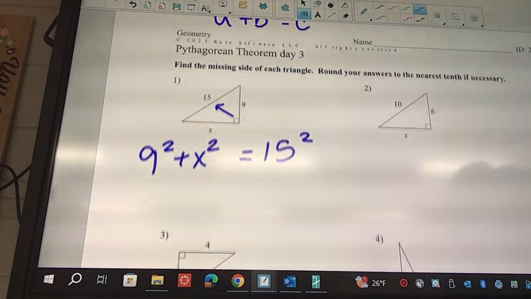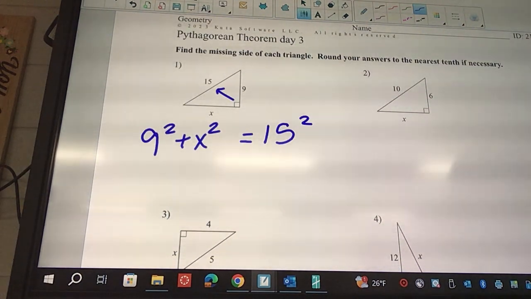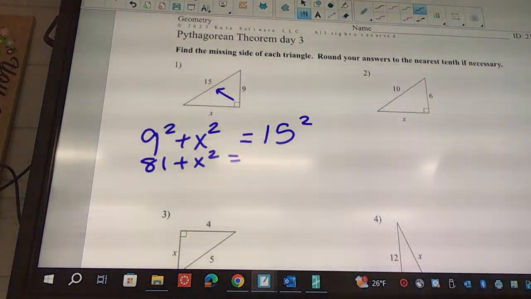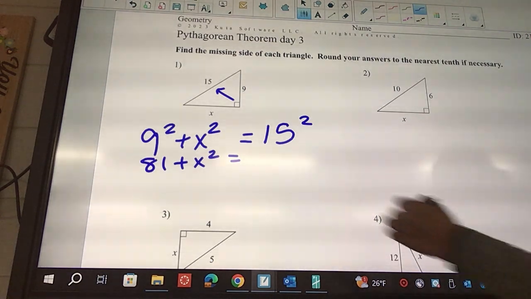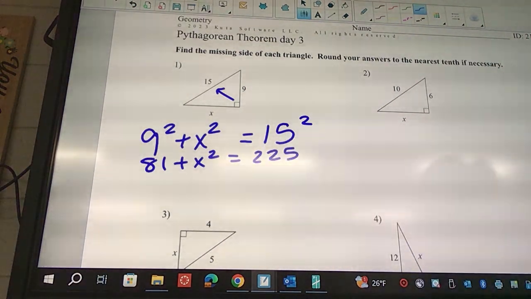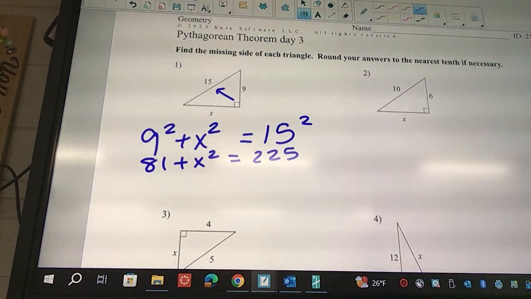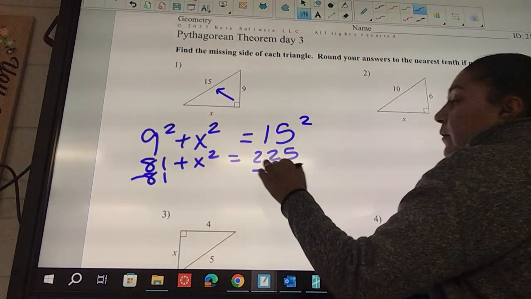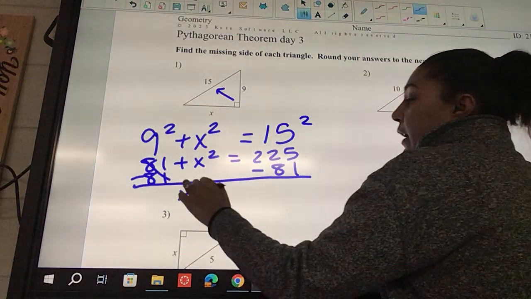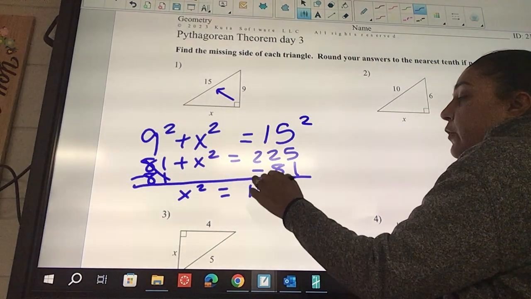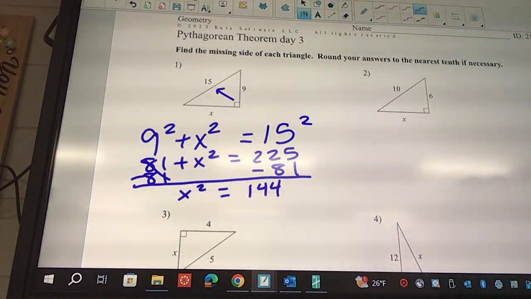Okay, and then we kind of just start running through the problems. What is 9 squared? 81 plus x squared equals, what is 15 squared? 225. Okay, and then what needs done? Subtract 81 from both sides. Okay, so I got x squared. What is 225 minus 81? 144. Okay. And then what do we need to do?